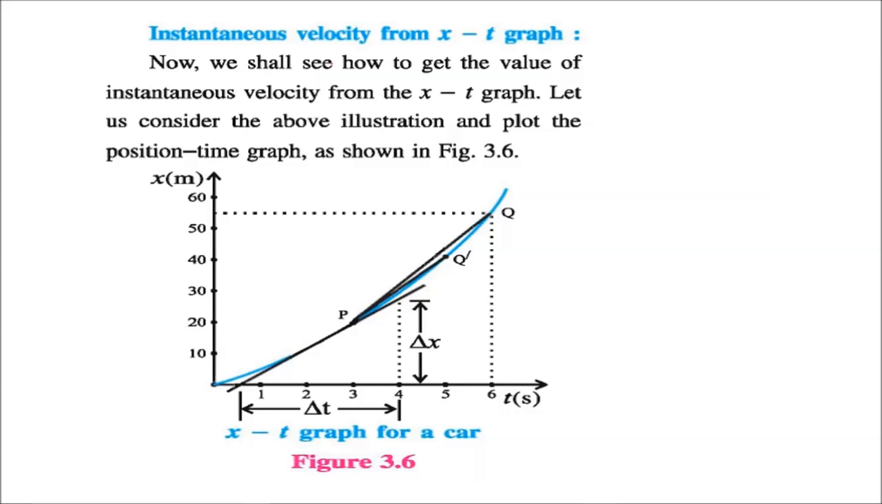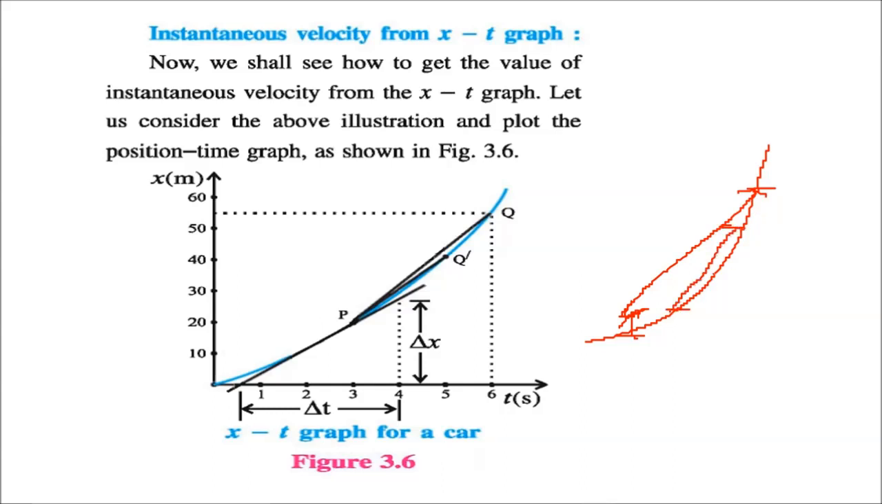What is instantaneous velocity from an x-t graph? Say this one is the graph. You can take two positions, P and Q, join them and find the slope. But again, the interval t1 to t2 is large. So why not take these two points? Again, the distance is large.